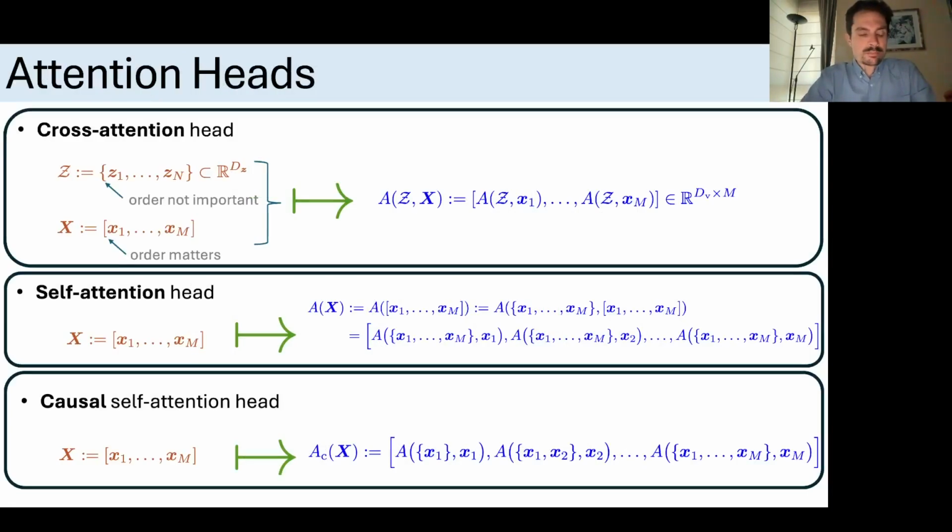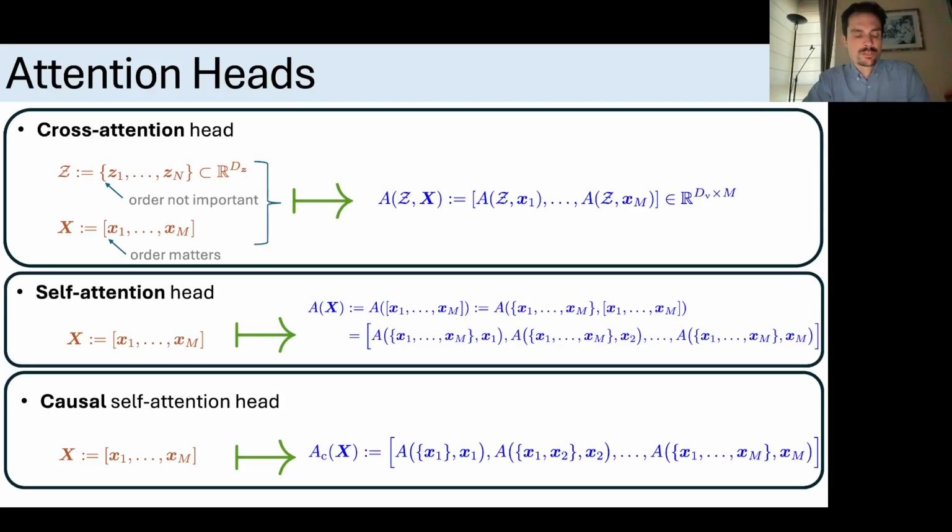In particular, let me define a few more operators, which are essentially the Lego blocks that we will be using to construct transformers. The first one is cross-attention head. A cross-attention head is the result of applying the attention operator to each column of a matrix. Okay, so we have m vectors at the input and m vectors at the output.